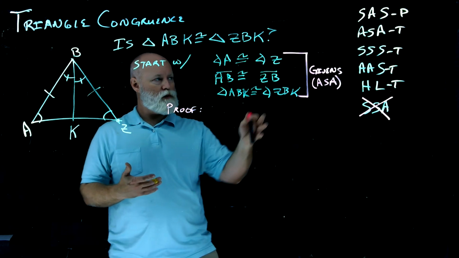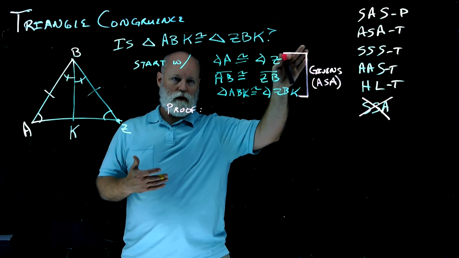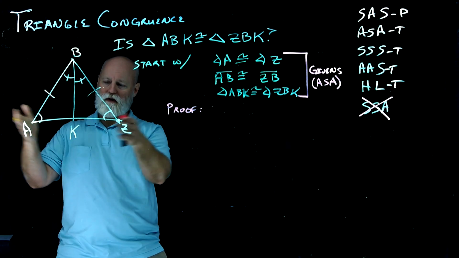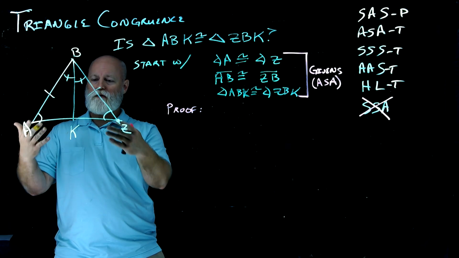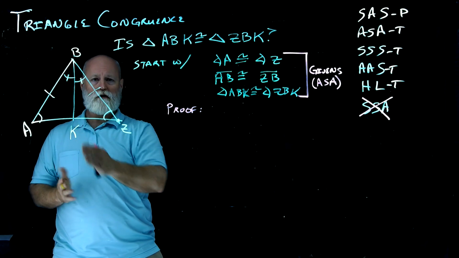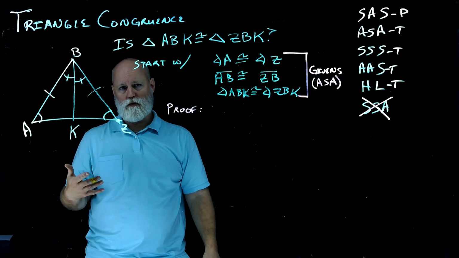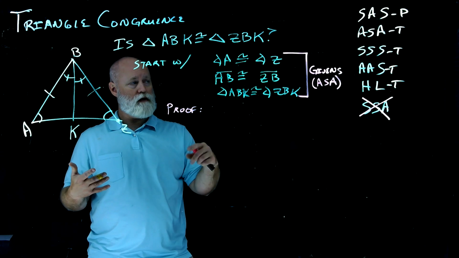A lot of times what we do is set one of these up in such a way that it makes it easy to prove. So what I did here is I actually put two triangles back to back, so they share a side. I did that because it's going to make it easy to prove that angle-side-angle works.